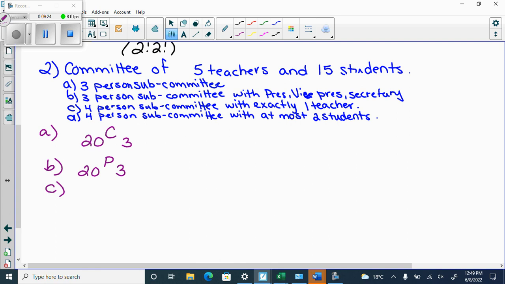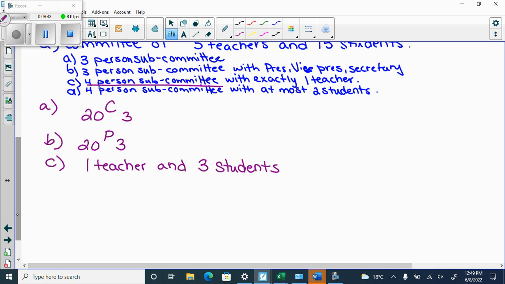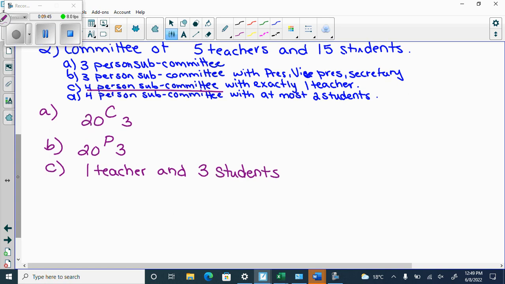So I need exactly 1 teacher. How can I guarantee getting teachers? I would need 1 teacher and what? 3 students. I need a 4-person subcommittee, so I need 3 students because that adds to 4. Okay. How many teachers do I have to choose from? 5. So I'm doing 5 choose 1, and 15C3. 15. I don't know why I wrote 20. Sorry, 15.